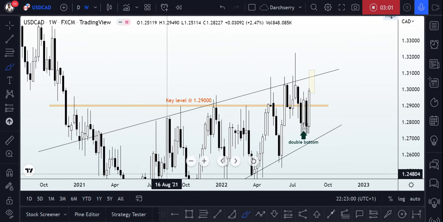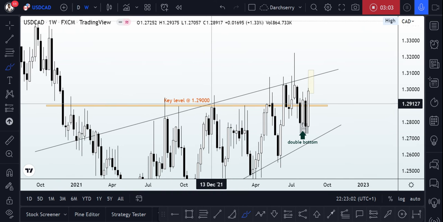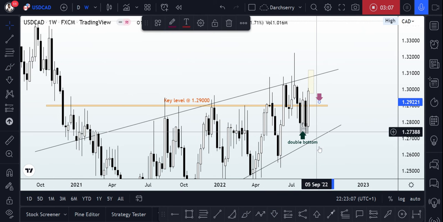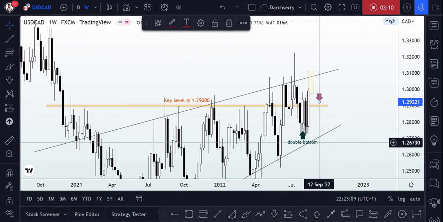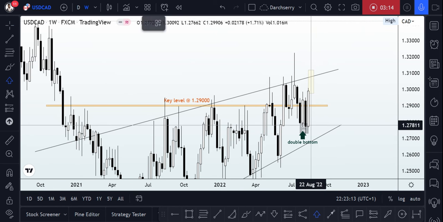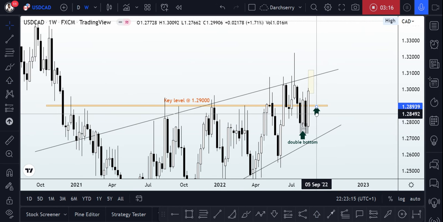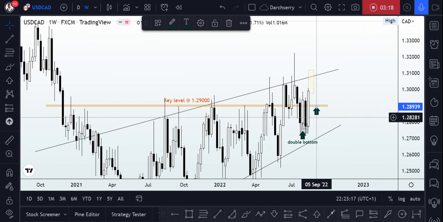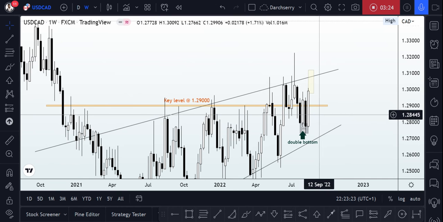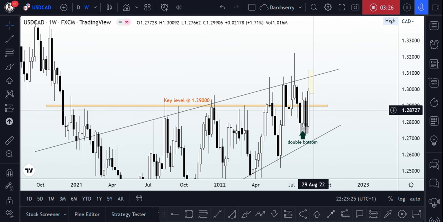So what this simply means here is this: if I continue to see price oscillate right below this key level, then I'll be comfortable with the selling momentum. And if I see price continue to oscillate right above this key level, then I will be looking for bullish positions to take advantage of.